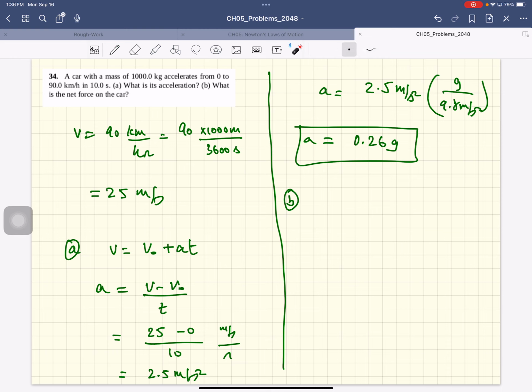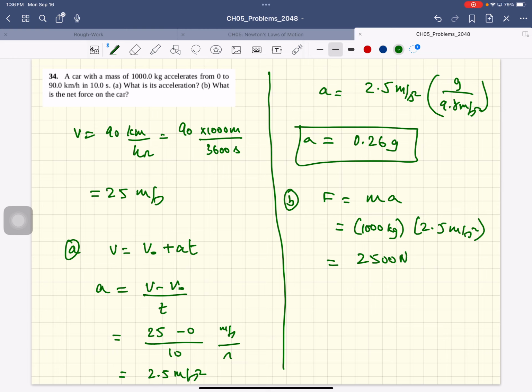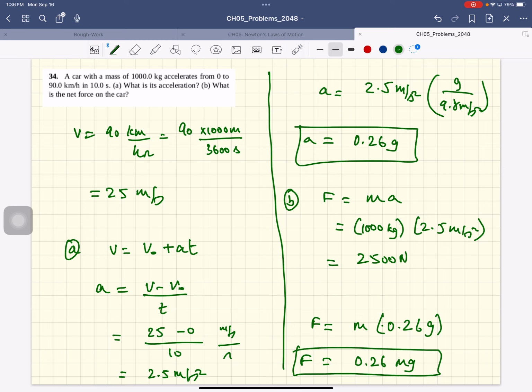Okay, so part B says what is the net force acting on the car? So the force is mass times acceleration, and mass is 1,000 kg times acceleration is 2.5 meters per second squared, 2,500 newtons. That is the force on it. But let's do the force like this. It's mass times 0.26 g, 0.26 mg. All right, the net force acting on the car is 2,500 newtons.